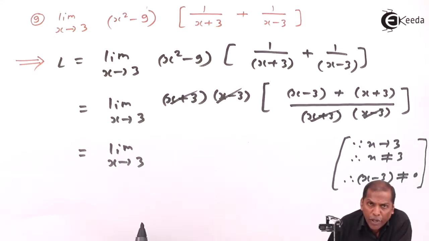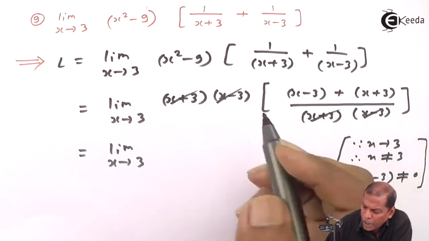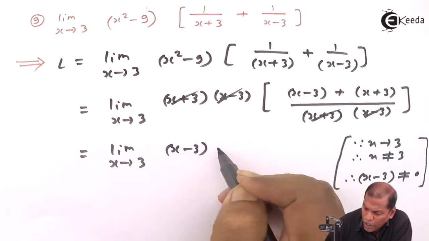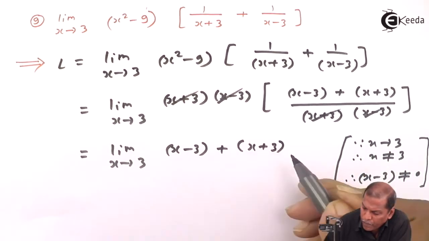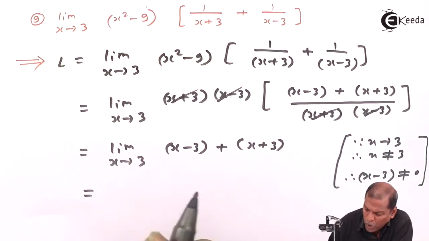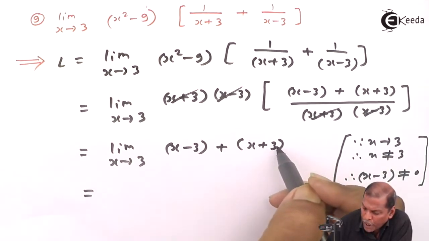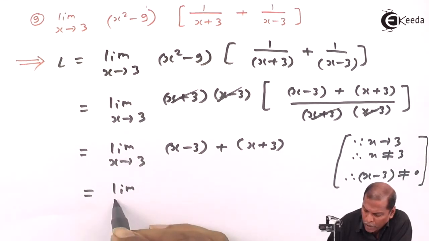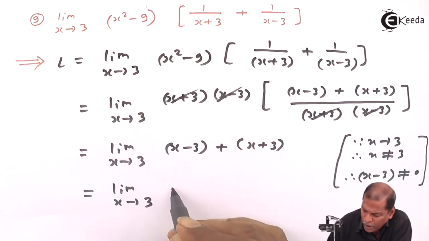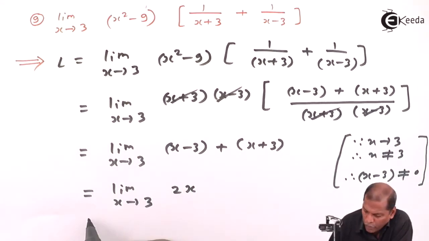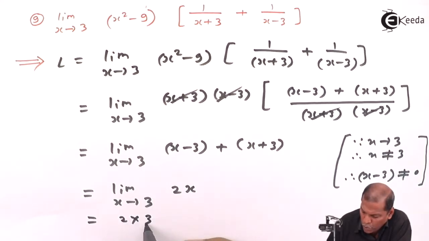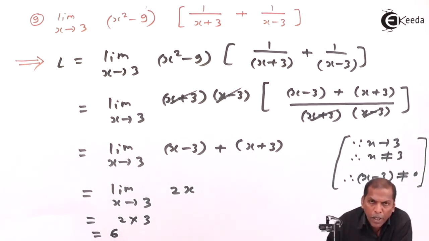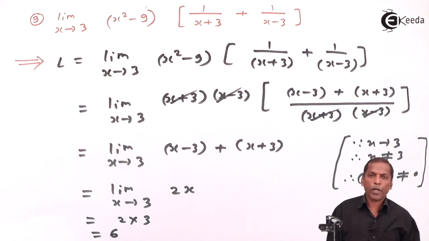Therefore the next step will be limit as x tends to 3 of the term (x minus 3) plus (x plus 3). So that equals, now here plus 3 and minus 3 cancel. So on cancellation we must have limit as x tends to 3 of 2x. And then we substitute the limit x equal to 3. So we have 2 into 3, and that equals 6. So this is the required solution for the given problem. Thank you.